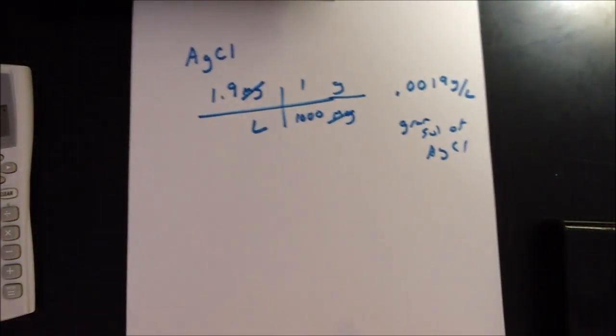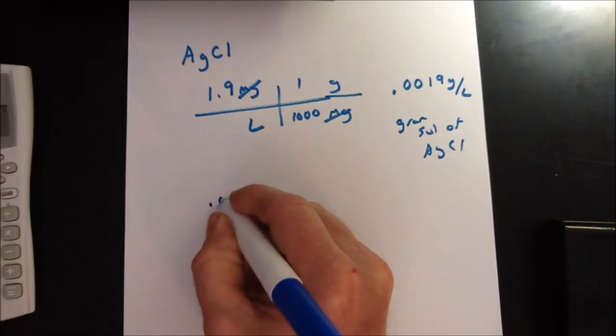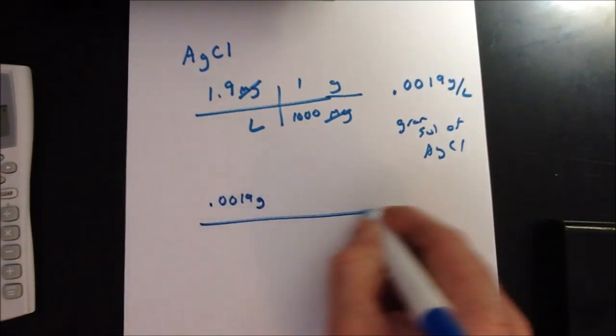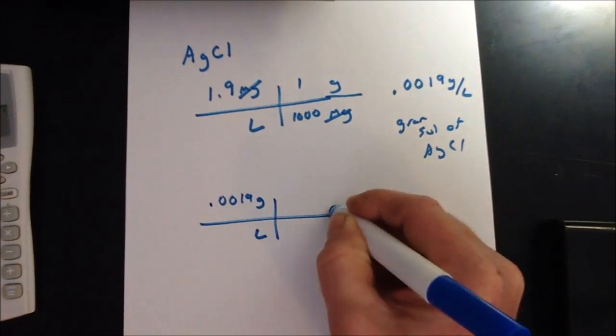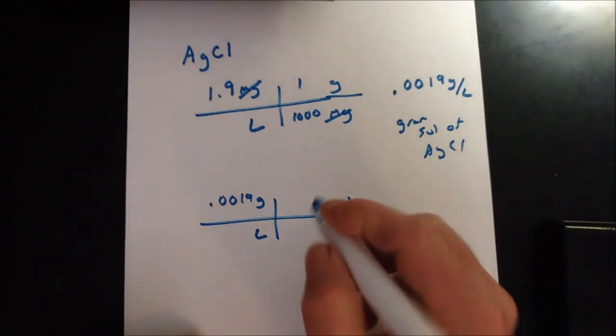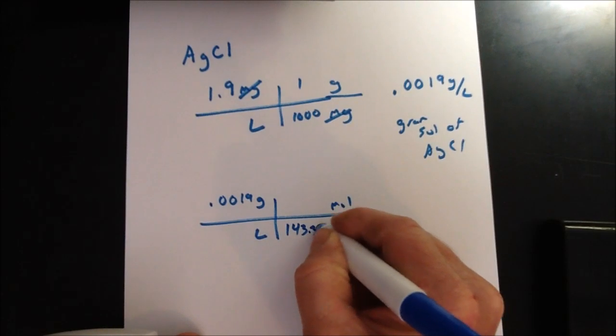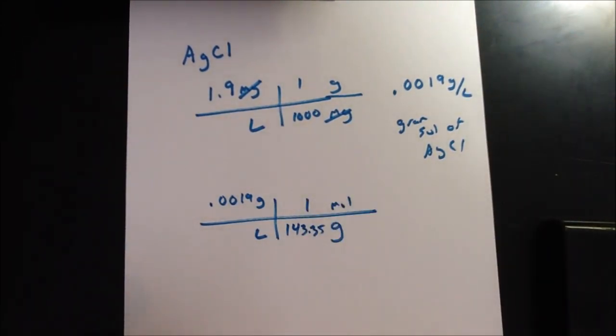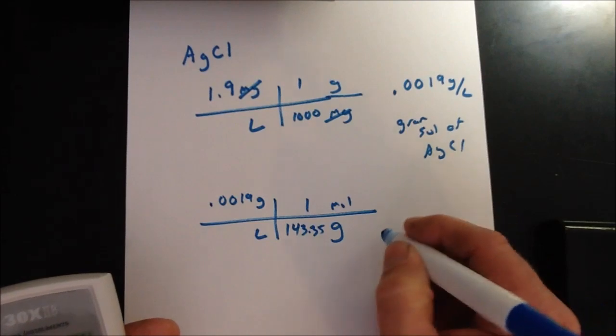Let's do that same thing with the AgCl that we have. We had 0.0019 grams per liter. From grams to moles for AgCl, 35.45 plus 107.9, and we end up with 143.35 grams per mole. 0.0019, divide by 143.35. And really small number that we're going to get here.